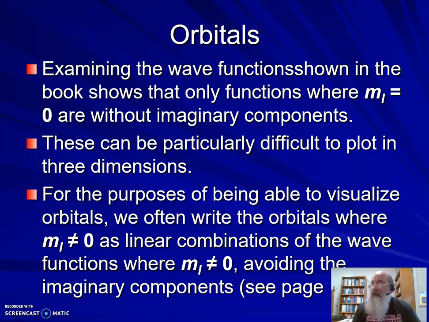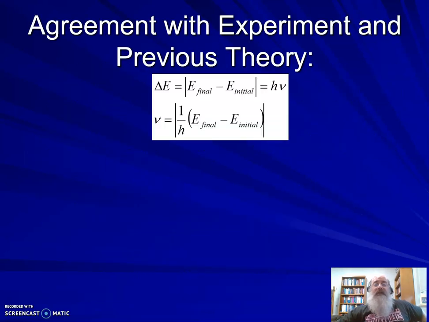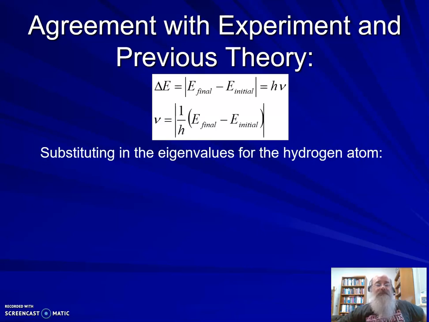So the next thing that we'll want to do is take a look at how this theory, because any new theory has to agree with the old theory, where the old theory was right. And so delta E for any transition has to be h nu, where nu is the frequency that causes the transition, so we can rewrite that equation that way.